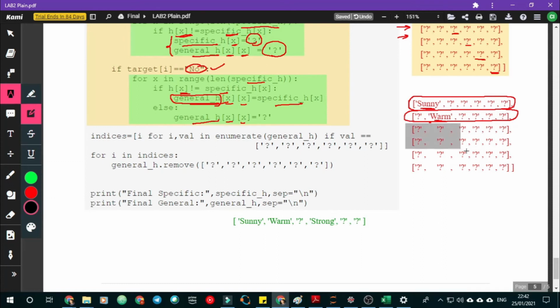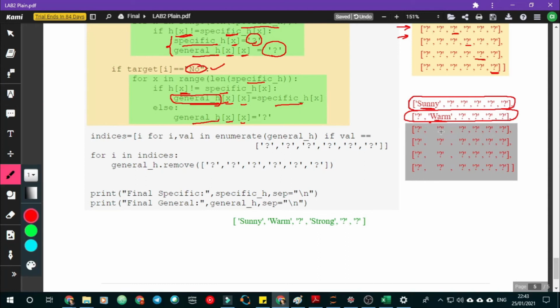I don't need all these. I don't need the hypothesis having question marks. I want only to display the hypothesis with some values. So how to do this? I need to find this question mark, this type of format, from the general hypothesis, and then I need to eliminate this from the general hypothesis.